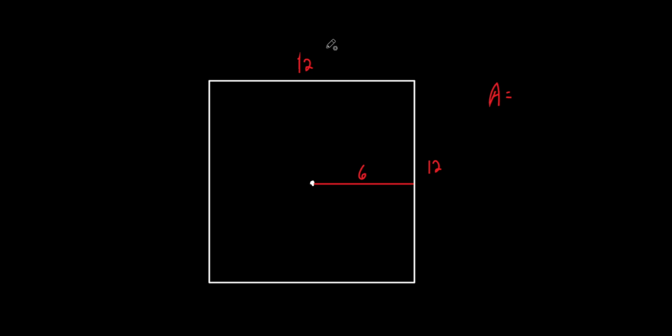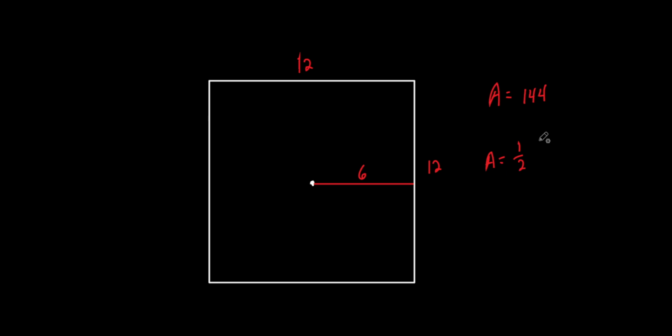Are we on the same page here? I don't know if we are or not. Look, if this is 12 and this is 12, the area of a square is just length times width, right? Base times height. 12 times 12, which is what? 144, okay? Let's do the 1/2 the apothem times the perimeter thing.